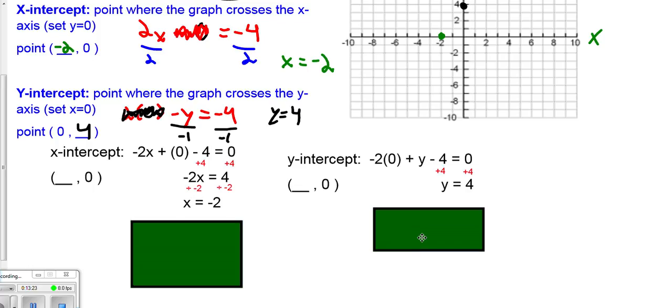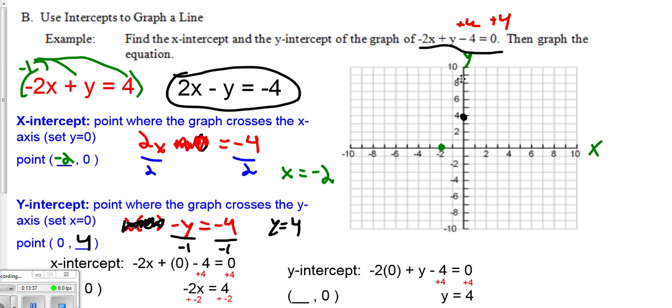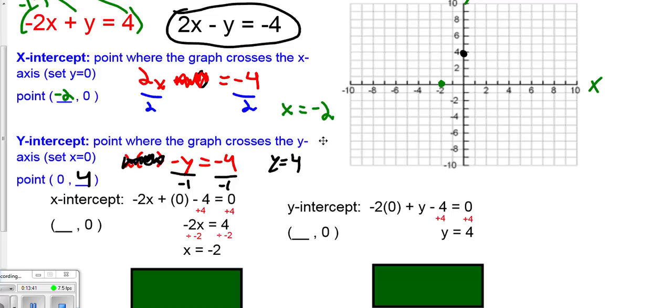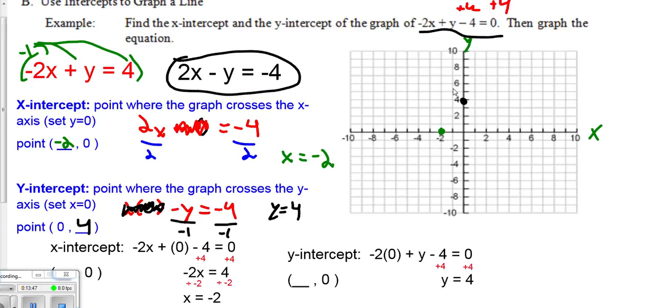Same thing with our y-intercept. Plug in 0 for x, so negative 2 times 0 plus y minus 4 equals 0. Add that 4 to both sides, and you get y equals 4. So either way, using this one or these ones that we did, we're going to get that our x-intercept is at negative 2, our y-intercept is at positive 4.